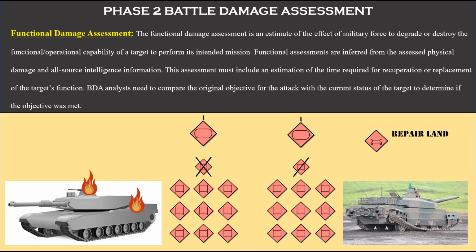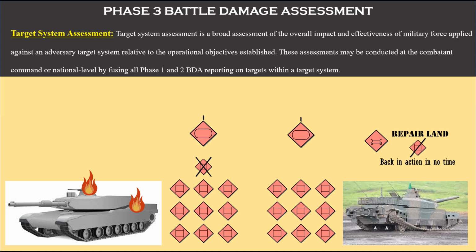Basically, did we degrade a function and how long will it take to fix? Like the bomb that hit the tank and destroyed it reduced the enemy's armor company from 10 to 9 tanks, or the bomb that hit the side of the tank was only a mobility kill and the enemy is repairing the tank. The armor company currently at 9 of 10 tanks will be at 10 of 10 tanks in the next 8 hours. Phase 3.